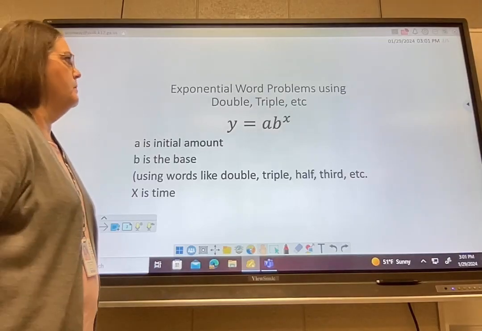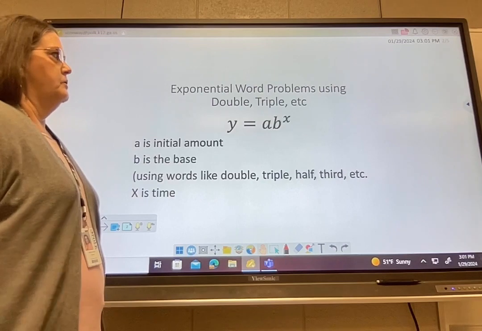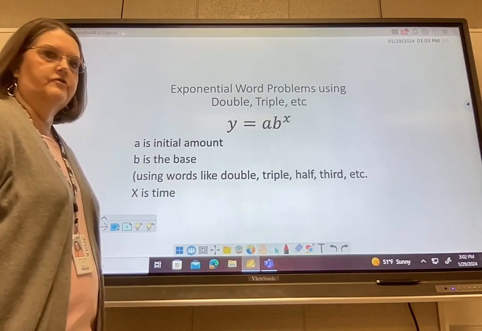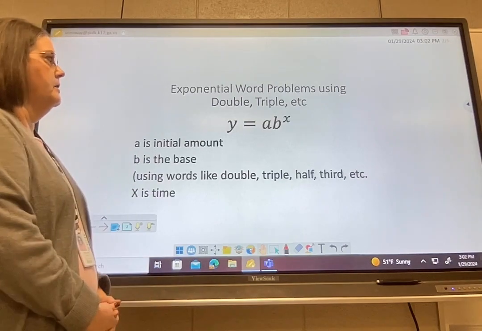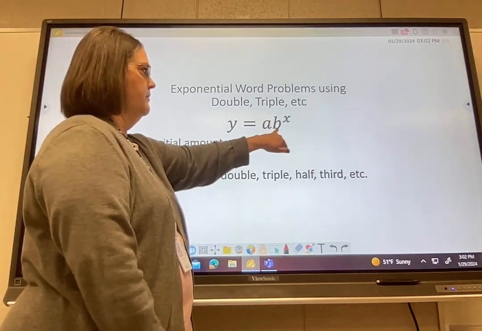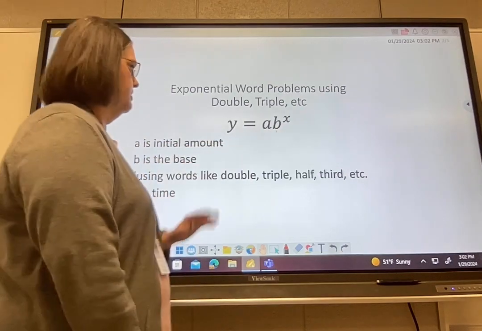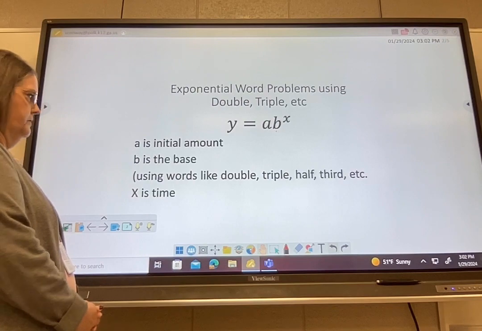Okay, we're going to be doing word problems today that use the word double, triple, half, etc. for their base. So this is exactly like the other problems we've been doing, except for we don't have a percent increase or decrease that goes right here. We're just looking for the word double, half, triple, third, etc.